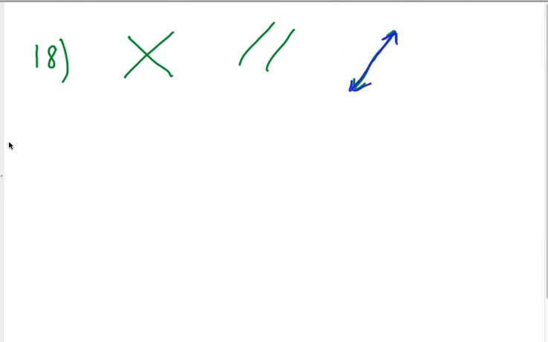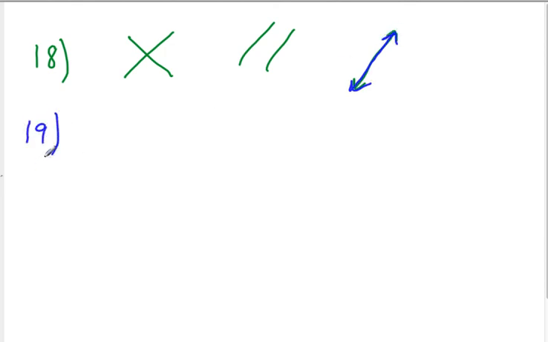Next one, number 18. Consider a system of two linear equations in two variables. If the graphs of the equations are not the same line, is it possible for the system to have infinitely many solutions? The answer is no, because the lines either intersect for one solution, are parallel for no solutions, or they are the same line for infinitely many solutions. Those are the only three choices, so the answer is no.